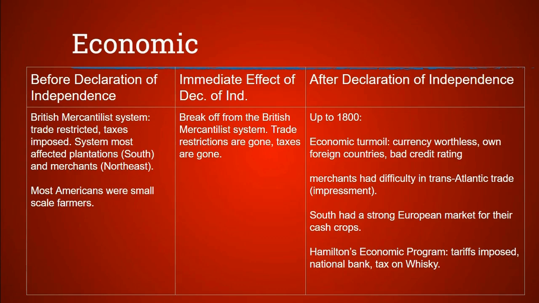Once the Constitution was passed and Washington became the first president, a stronger central government meant more national coordination with the economy. Hamilton's economic program was enacted, which brought about controversial tariffs, a national bank, and imposed an excise tax on whiskey. All of these led to division within the U.S., but the economy began to stabilize and grow.